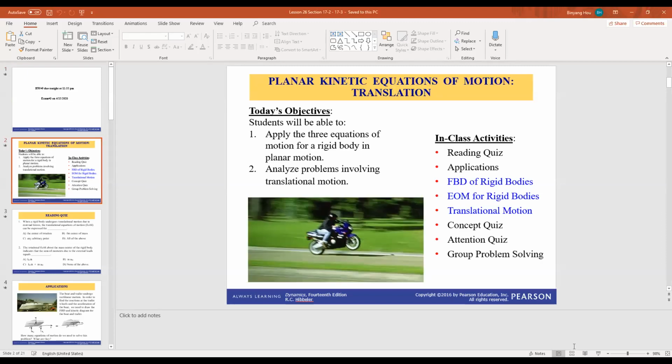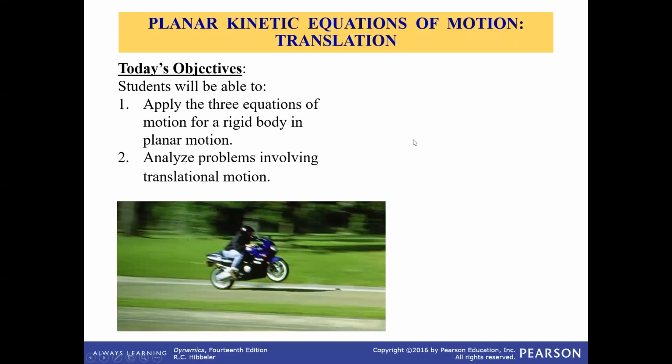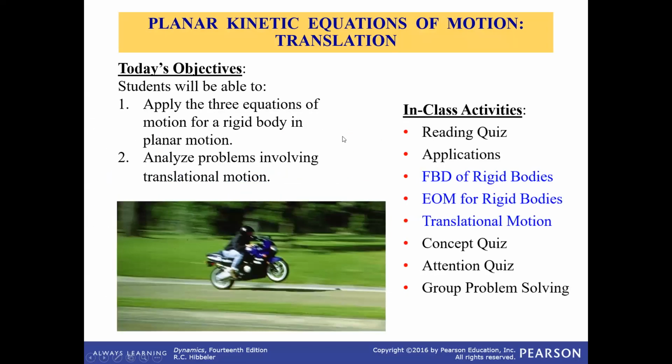Today we'll be covering sections 2 and 3 of chapter 17. Today's objectives are to apply the 3 equations of motion for a rigid body in the plane of motion, and then analyze problems involving translational motion only. Today we'll be looking just at problems with translational motion, and later on we'll be looking at rotational motion as well. But that's all we will be doing today.